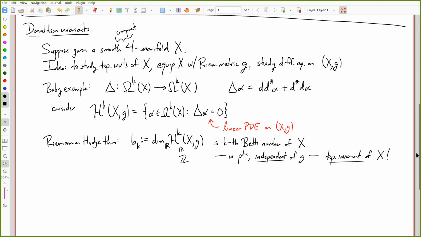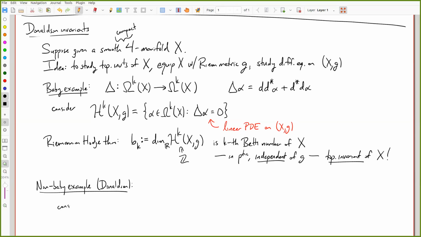But the needs of topology didn't stop with the Betti numbers. And in the early 80s, Donaldson had a rather beautiful idea for how to go beyond this, using not linear equations but nonlinear equations on X. So this was the baby example. Now here comes the non-baby example. The idea due to Donaldson.